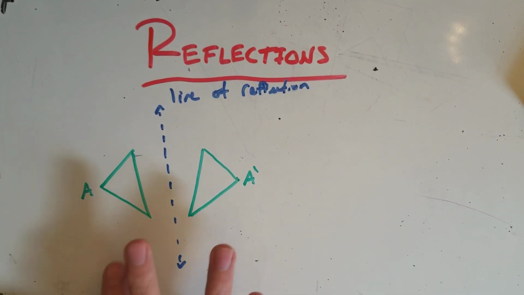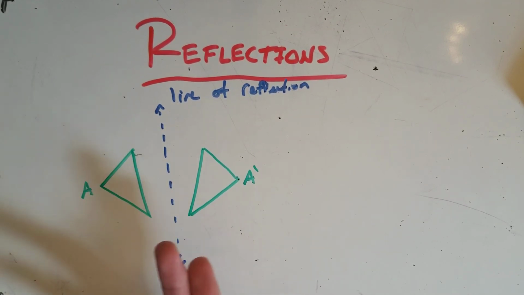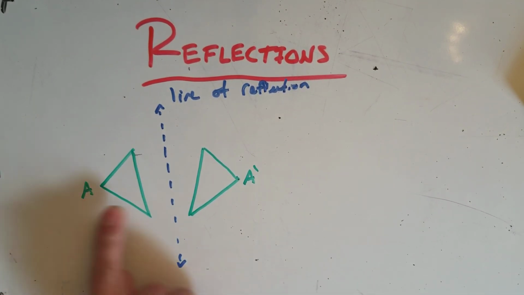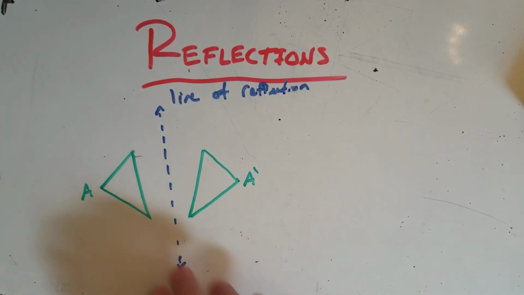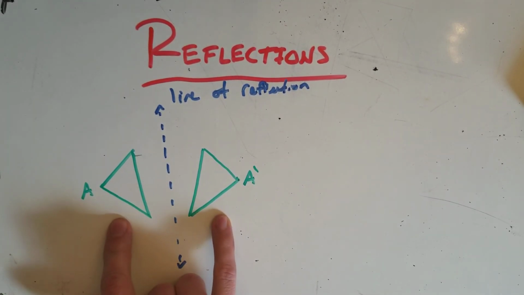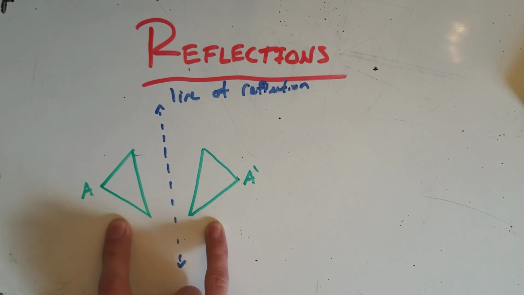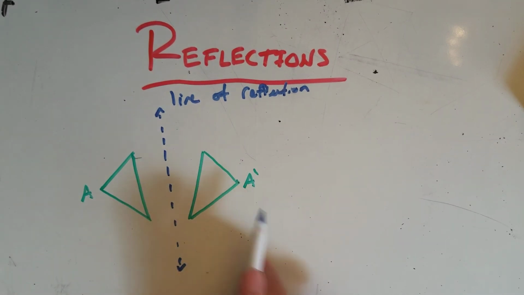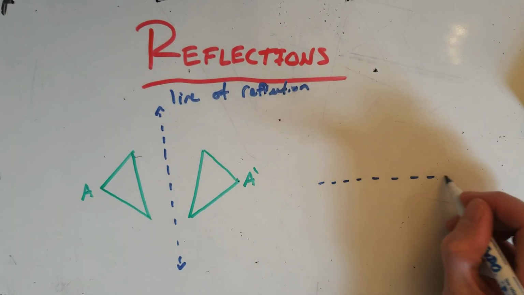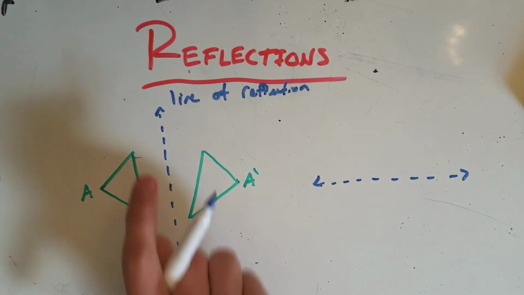When you're reflecting, notice the orientation is flipped. A was on the left here, now it's on the right over here. That's the orientation flipping, but the two triangles are still congruent to each other. They're still going to have the same area, the same shape and size, it's just that the orientation has been flipped around. Like I said, A was on the left here, it's on the right there. That's because you reflected over a vertical line.